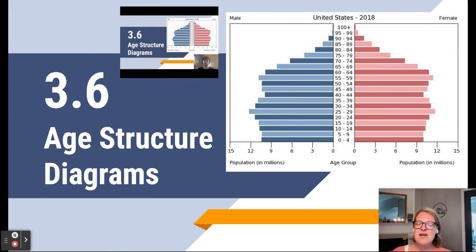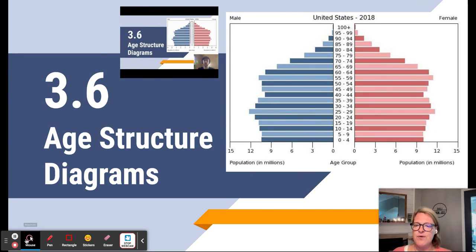So make sure you realize that you've got 2 sets of equations that you're going to do there. All right, next time we're going to be talking about age structure diagrams. They're pretty straightforward, so I don't think we'll have any issues with that.